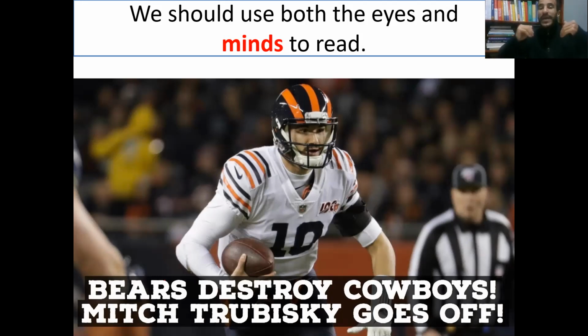We need to use the mind. We have to activate student schemata, what students already know about the topic. We call it the pre-existent knowledge. Look here. I'm going to give the students from the very beginning a title or the headline, Destroyed by Cowboys. So beginners or students in general, they think that animals are killed by human beings. Okay, but then we see that we are not talking about animals. We are talking about the American football game, which means we should use both the eyes and minds to read.